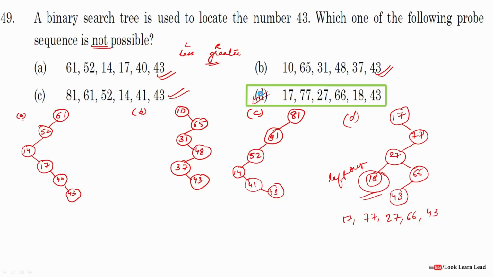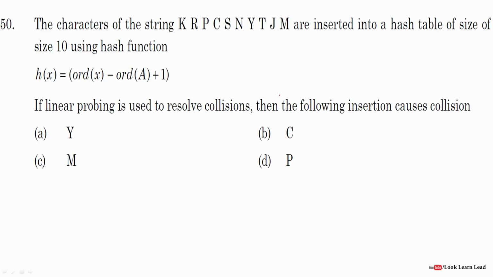So let's move on to the next question, the 50th question. The characters of the string are inserted into a hash table of size 10 using a hash function. This question was not used for evaluation in the ISRO paper because there is a mistake. There has to be a statement like mod 10 over here. Now this question is right. And there should be option J also, but it is okay. This is the question. Now let's solve it.